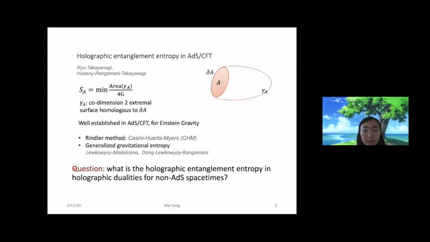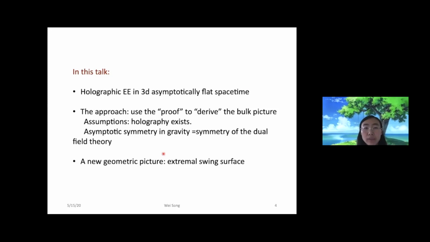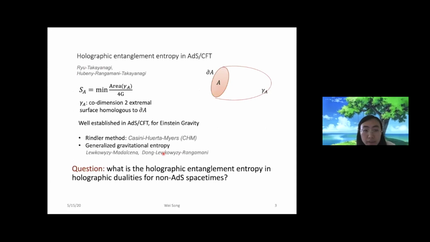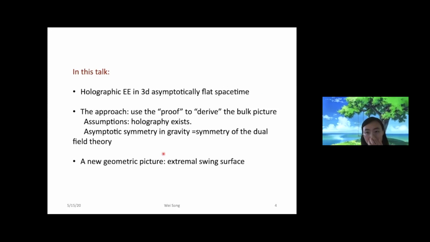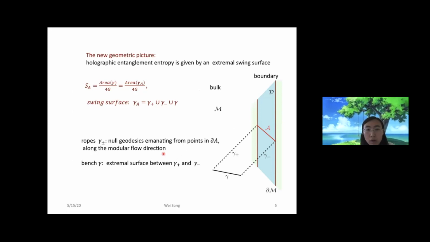Now, the question I would like to ask is how this story goes in other models of holographic duality. In particular, I would like to focus on the model of holographic duality for three-dimensional asymptotically flat spacetime. The approach is to use these two methods, the Rindler method and the generalized gravitational entropy, to derive the bulk picture.